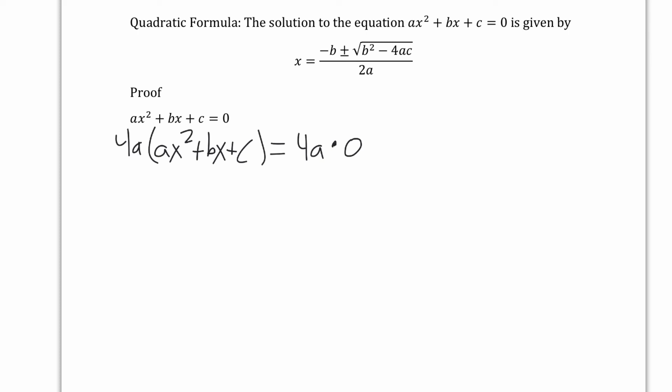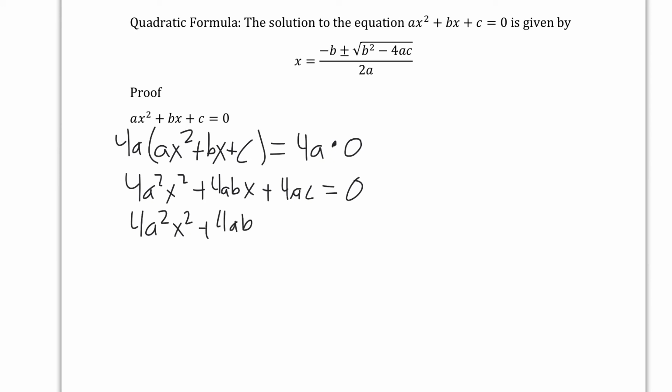And on the left-hand side, I'm going to go ahead and distribute. So we'll get 4a squared x squared plus 4abx plus 4ac equals 0. Now next up, I'm going to move the 4ac to the other side. So 4a squared x squared plus 4abx equals negative 4ac.